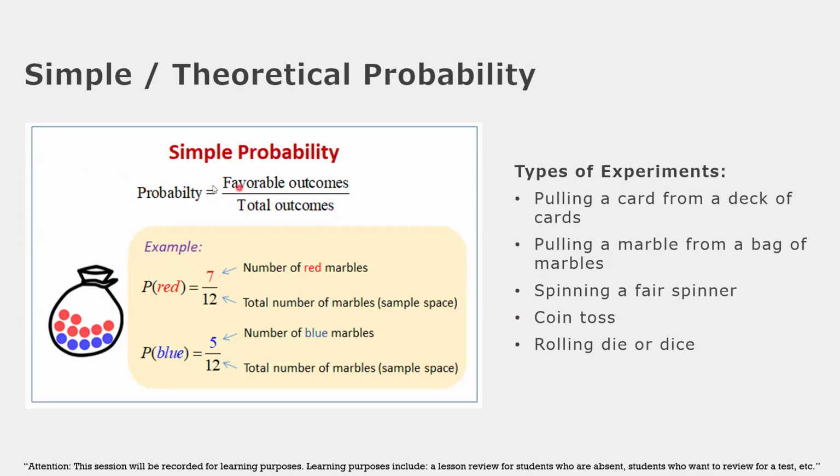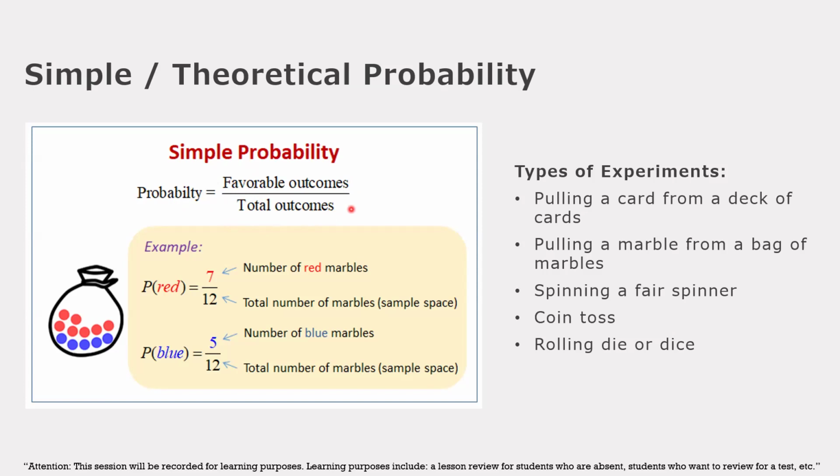So when we set up our probability fraction, it's going to be set up like this, where the numerator, so that top number, is your favorable outcome. It's what you are trying to find the probability of. Then the denominator is essentially your sample space.